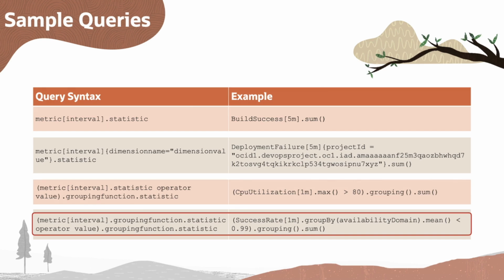Finally, the last example, this is another nested query. We are nesting a grouping function inside the query. The metric in the example is the success rate, and we are looking at the number of availability domains with a success rate lower than 0.99.